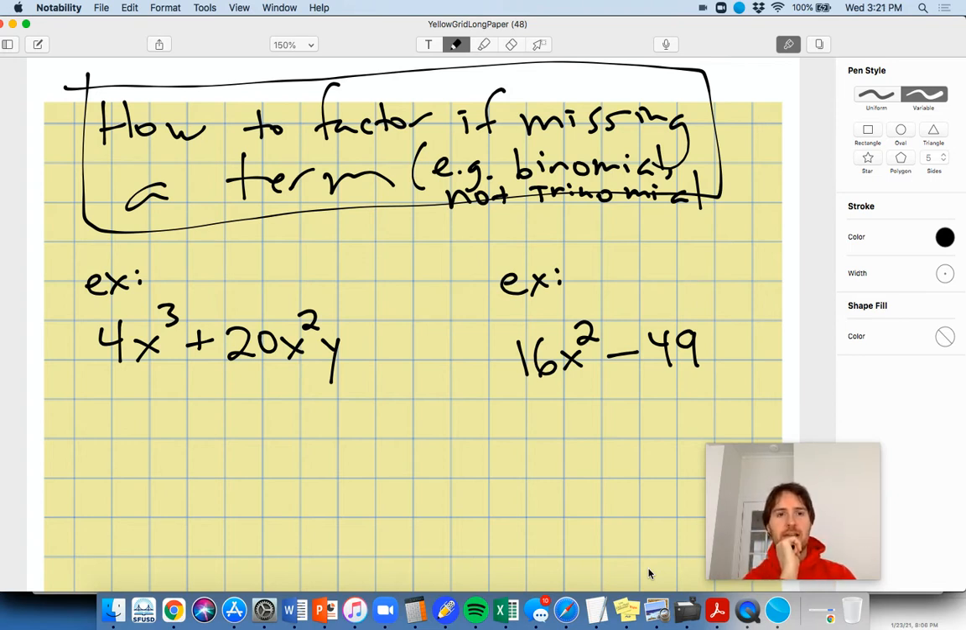So the question was, having some trouble factoring from some things that are missing a term. What I assume that person meant is that they're only seeing two terms instead of three, right?